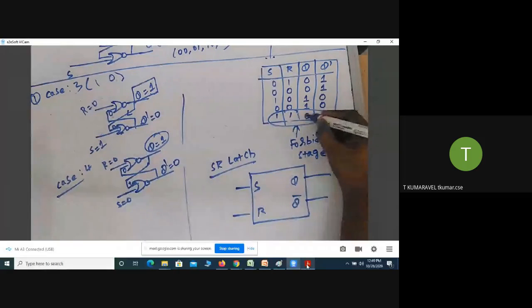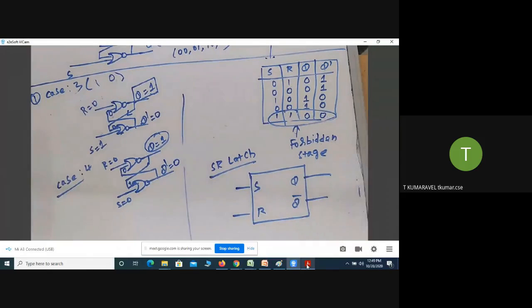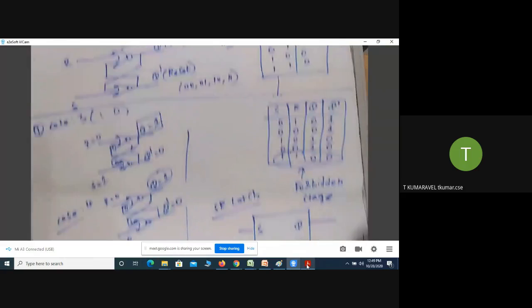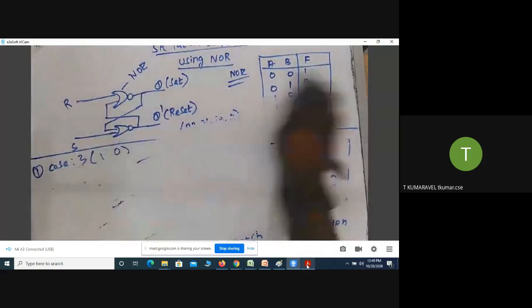Hello. No, sir. Okay, that was the behavior of the SR latch using NOR gate. Next, what I'm going to do is the SR latch implementation using NAND gate.